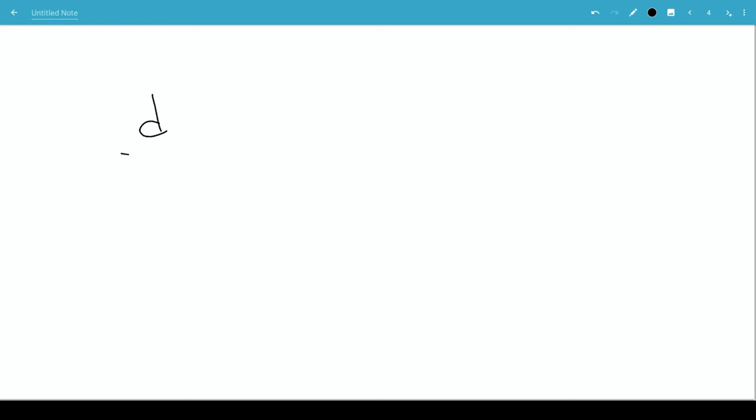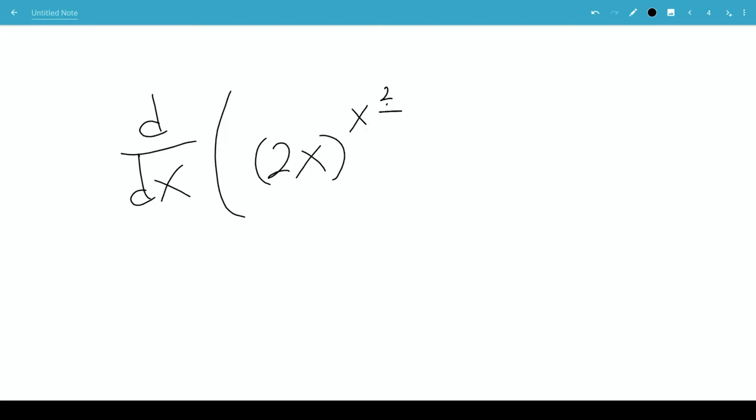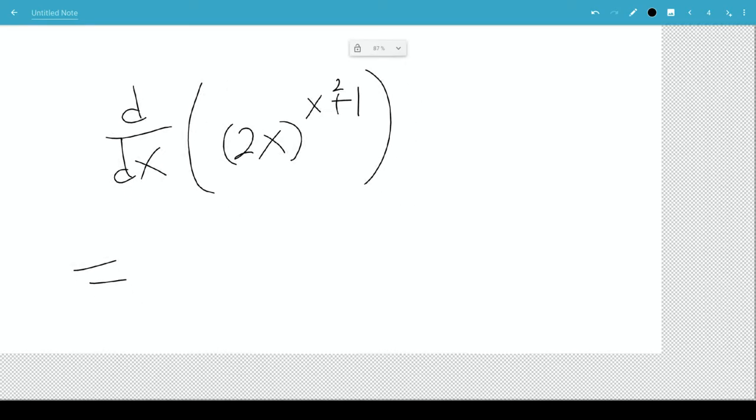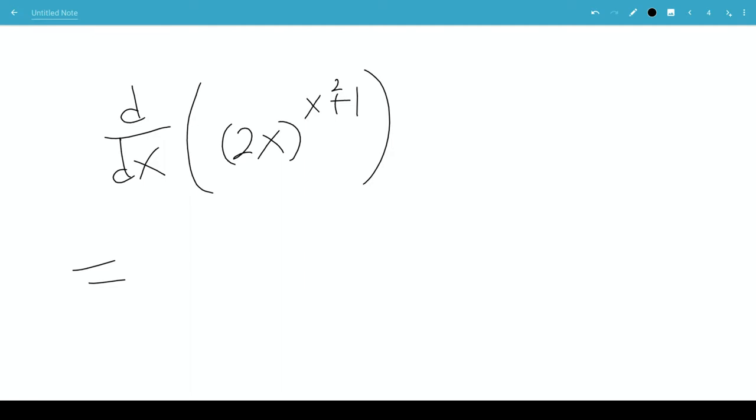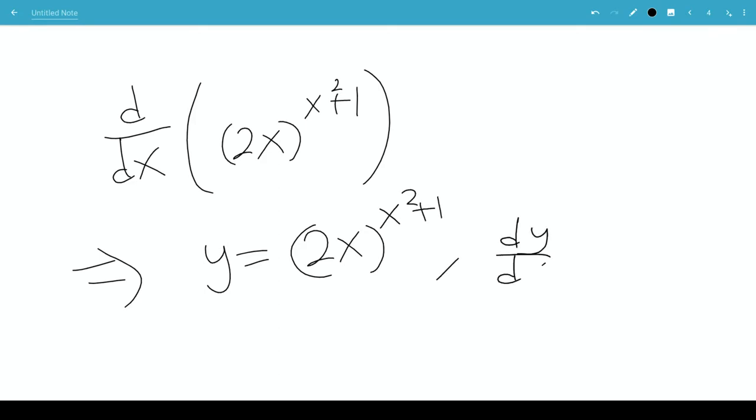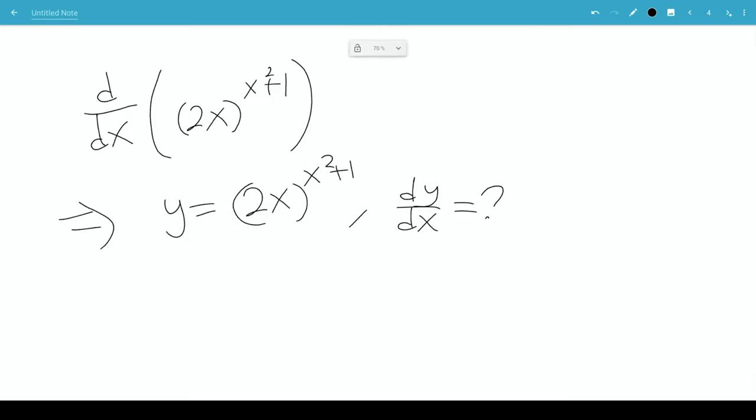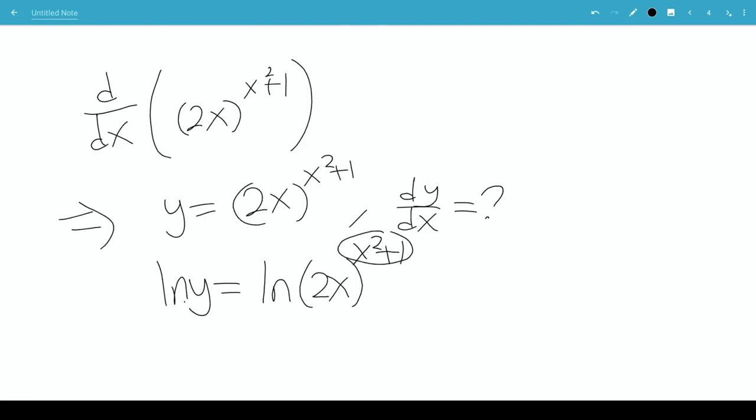If we look at another example, like the derivative of 2x raised to the x squared plus 1. So we're going to let, basically saying let y equal 2x to the x squared plus 1, and we want dy dx. We're going to take the natural log on both sides, leaving us with ln of y equals ln of 2x raised to the x squared plus 1. So we can move this to the front in parentheses. So this will be x squared plus 1 times ln of 2x.